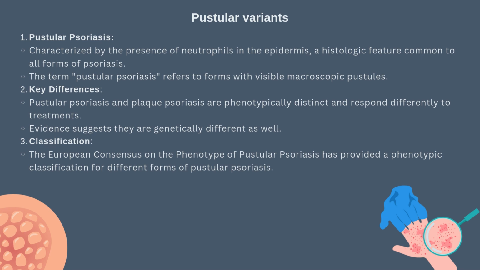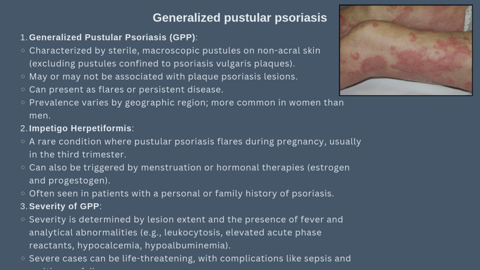Generalized pustular psoriasis, GPP, characterized by sterile, macroscopic pustules on non-acral skin, excluding pustules confined to psoriasis vulgaris plaques. May or may not be associated with plaque psoriasis lesions. Can present as flares or persistent disease. Prevalence varies by geographic region, more common in women than men.